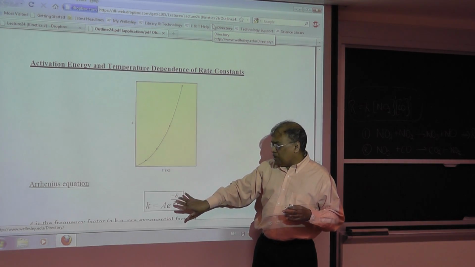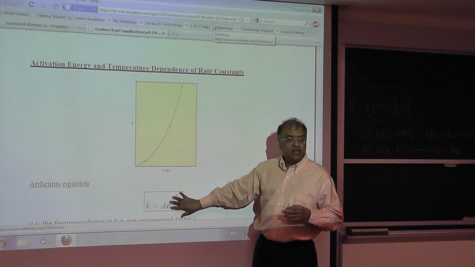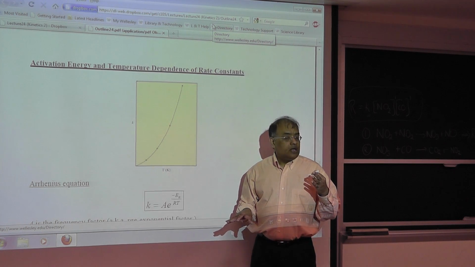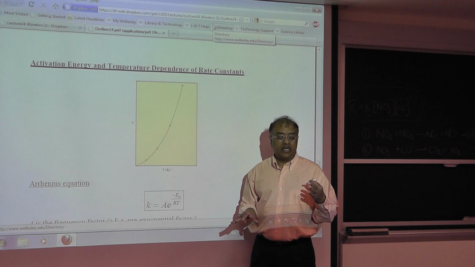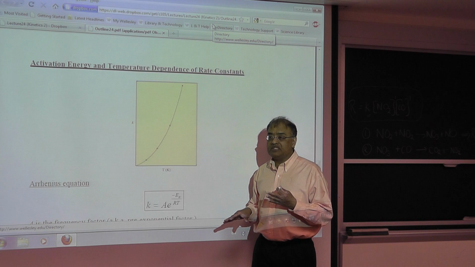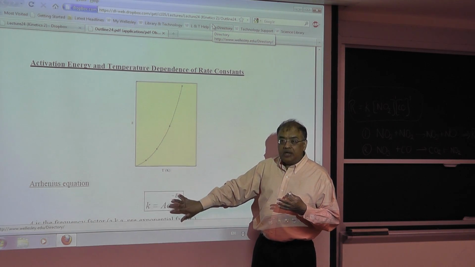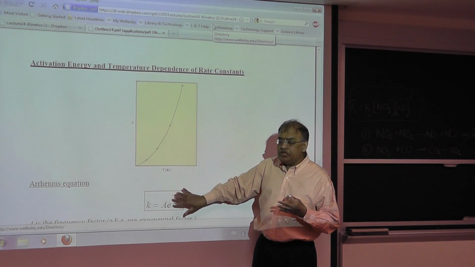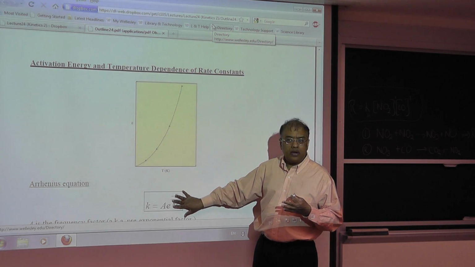That means that when this equation was written down by Arrhenius, who also was the first person who realized the potential for global warming, this was in 1890. He made some predictions about global warming based on carbon dioxide in the atmosphere. He came up with this equation purely based on experimental data. He had no theoretical basis for writing this equation down.